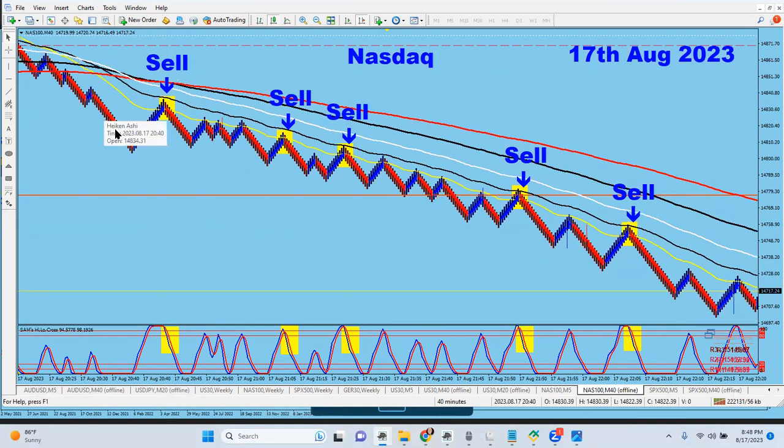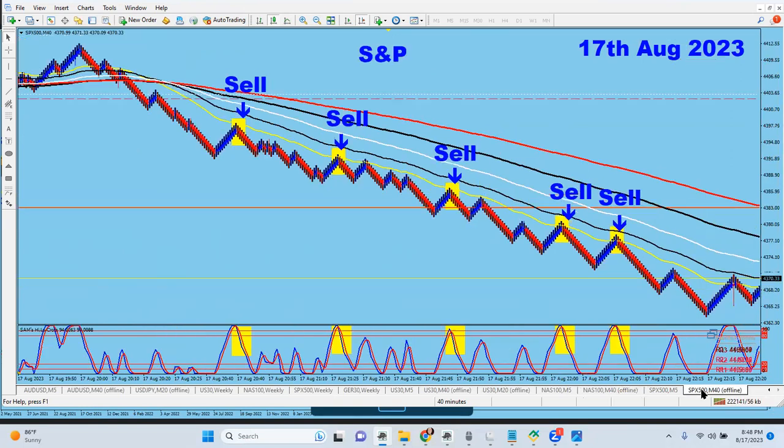Bullish here, all of a sudden drop here, become bearish, and August 17, how many entries? This one, this one, this one, this one, this one. Any one of these will be in the money. All of these are August 17 today. S&P 500, you can see beautiful entries, was bullish here, dropped down here, sell, sell, sell, sell, sell.